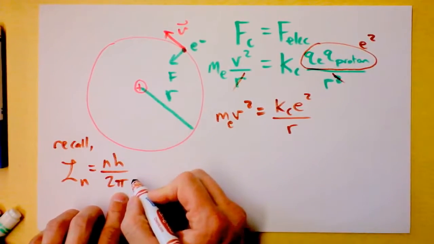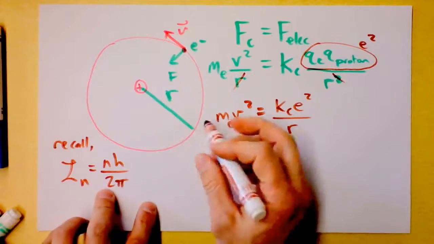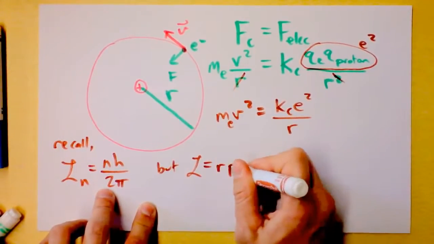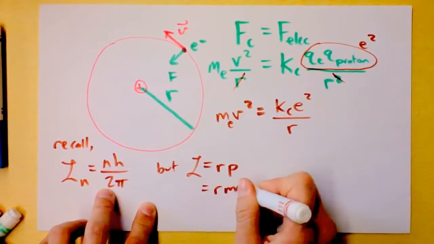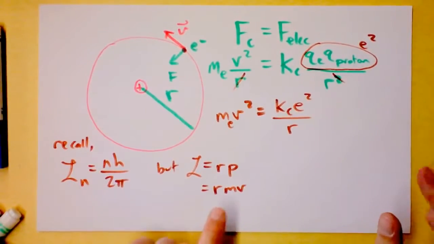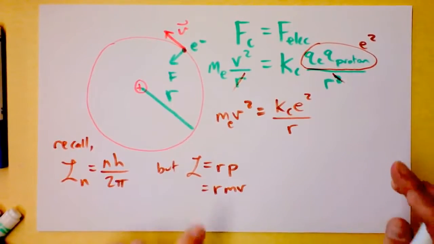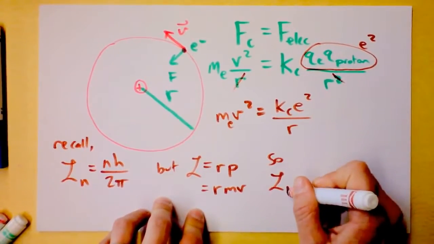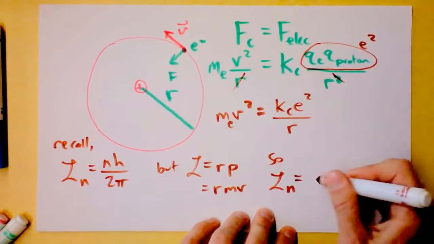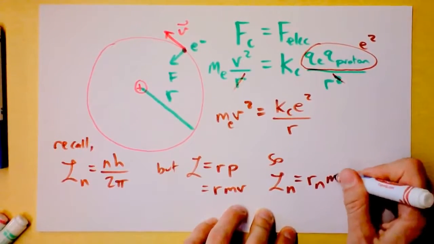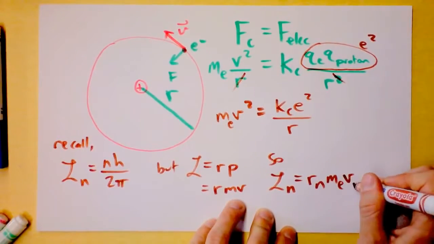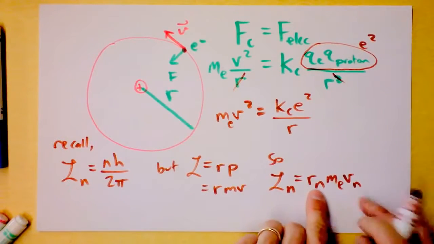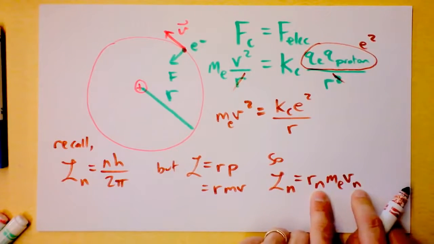All right, so let's take this and then define angular momentum. The definition of angular momentum is r times linear momentum, which is r times m times v, right? Look it up, it's the definition of angular momentum. So I'm going to say that the angular momentum of the nth orbit is r sub n times the mass of the electron times v sub n. This is just saying that for an nth orbit, it will be meeting those conditions.